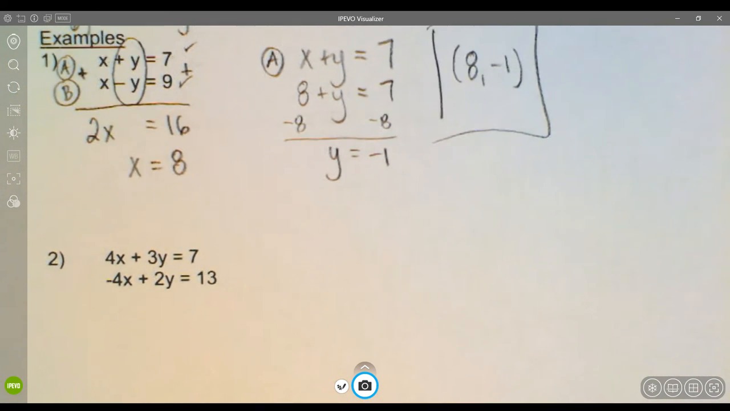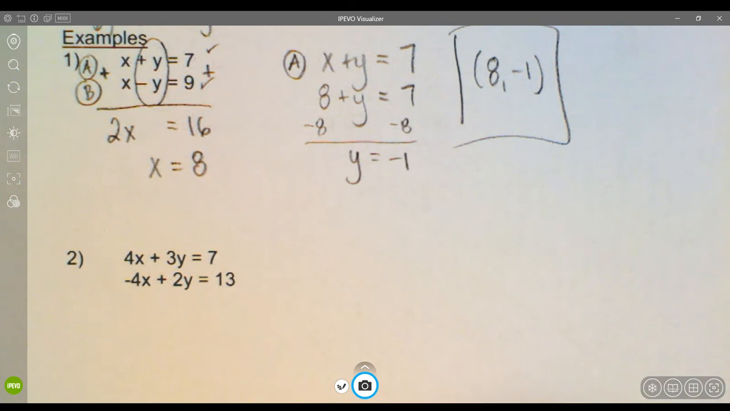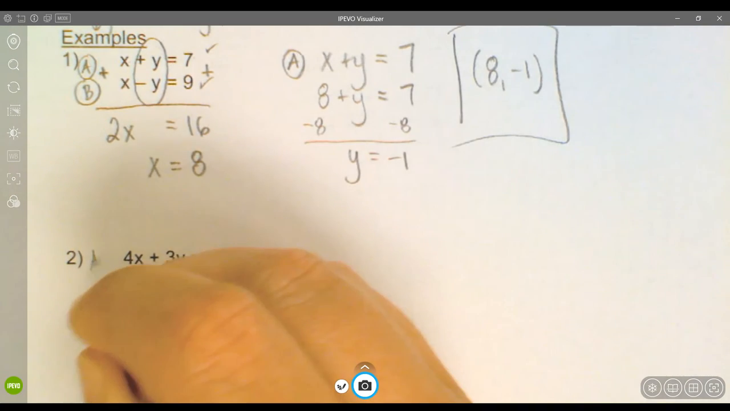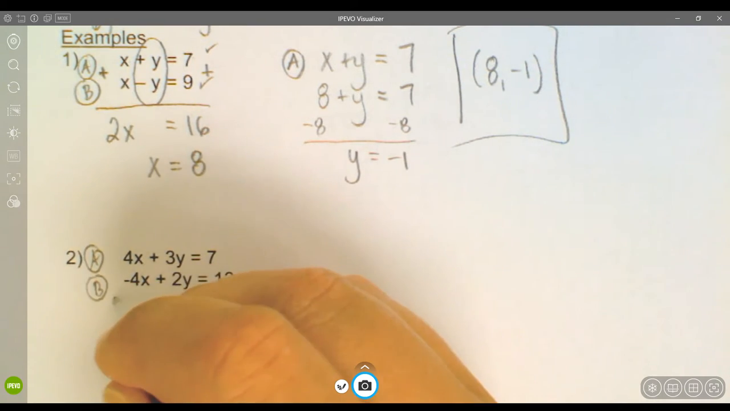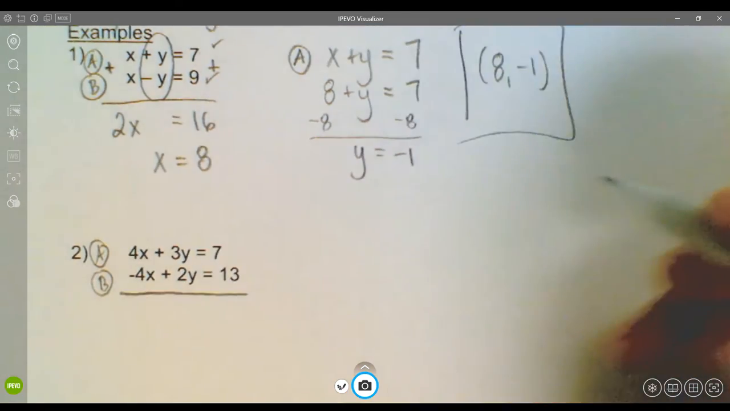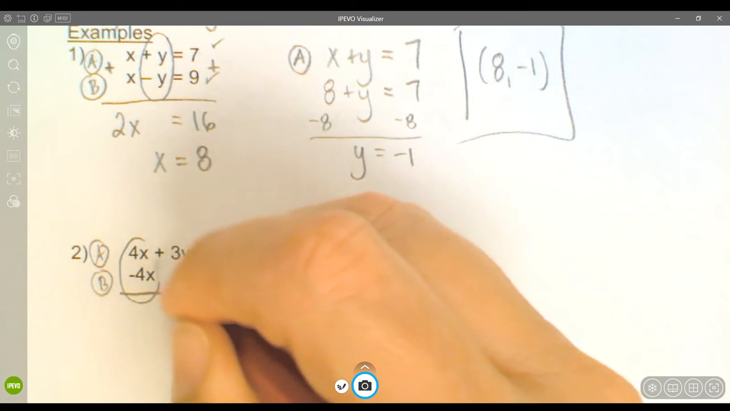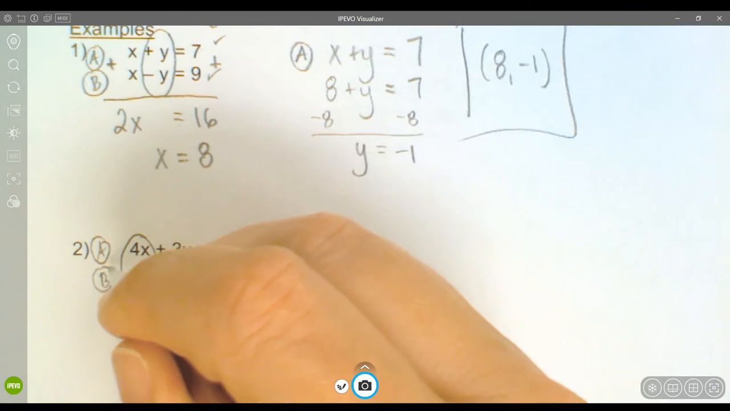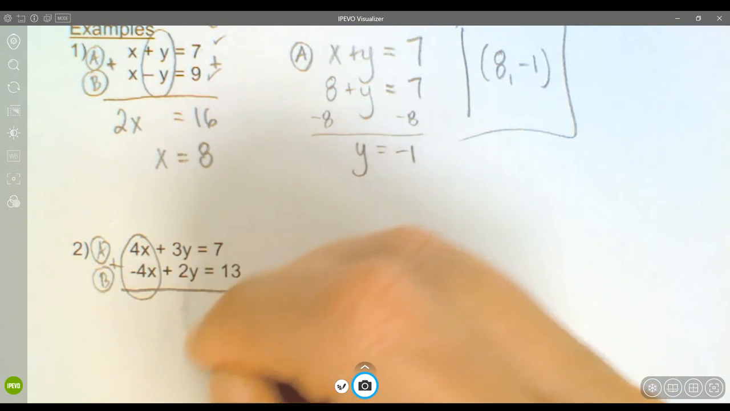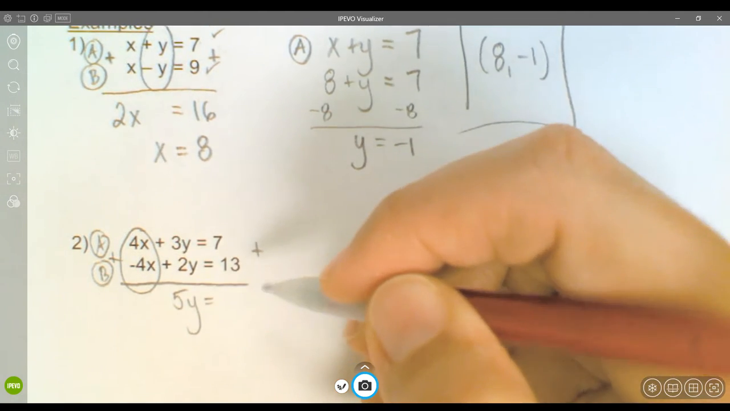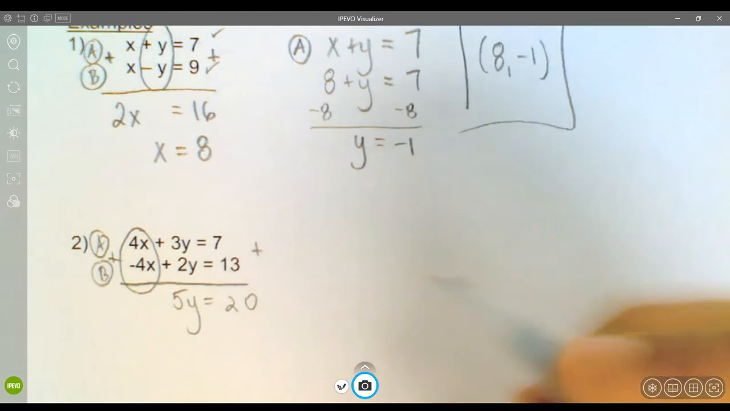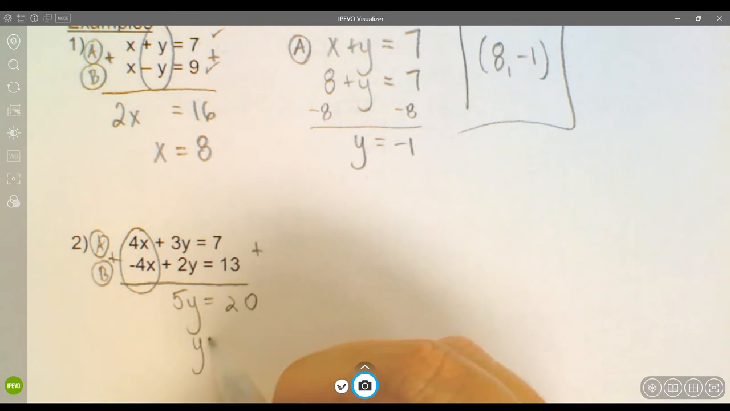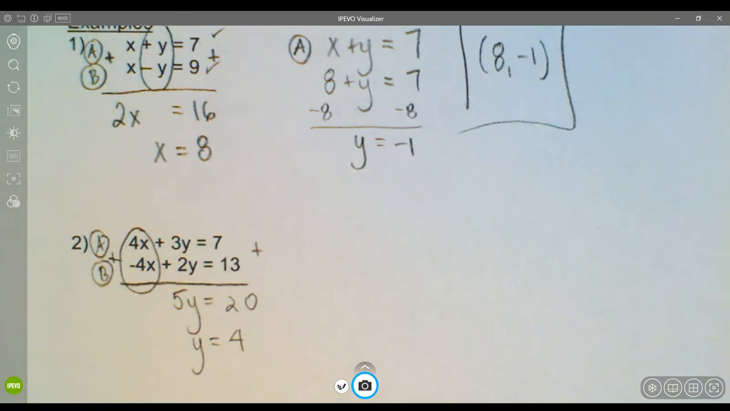When I look at number 2, I see that I've got the x's as opposite terms now instead of the y terms. But I still use my same labeling. And now when I add, my x terms will eliminate. When I add 3y plus 2y, I get 5y. 7 plus 13 equals 20. And to solve this, we divide by 5. We find that y equals 4.